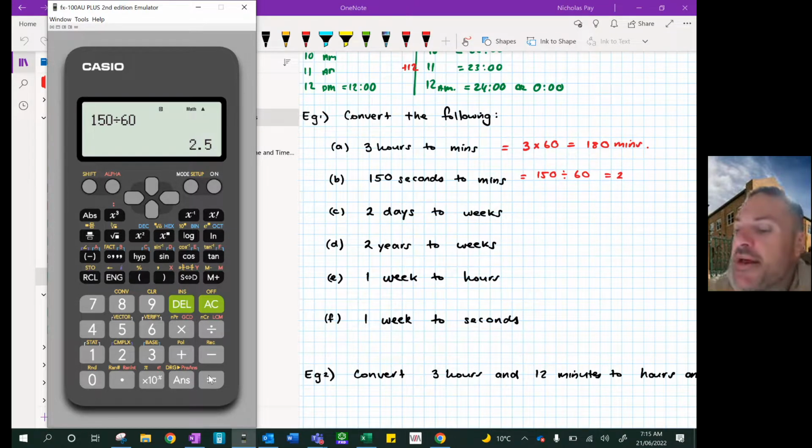Okay. Now that makes sense, right? Because you know that there are 60 seconds in 1 minute, right? So 60 seconds is 1 minute, another 60 seconds is 2 minutes, that's 120, and 30 seconds is half a minute. And you can see quite clearly there that it's 2.5 minutes. But again, you can do it pretty quick in your calculator as well.